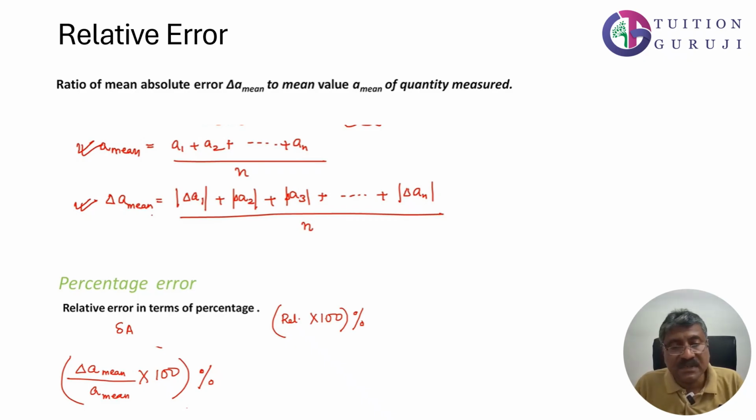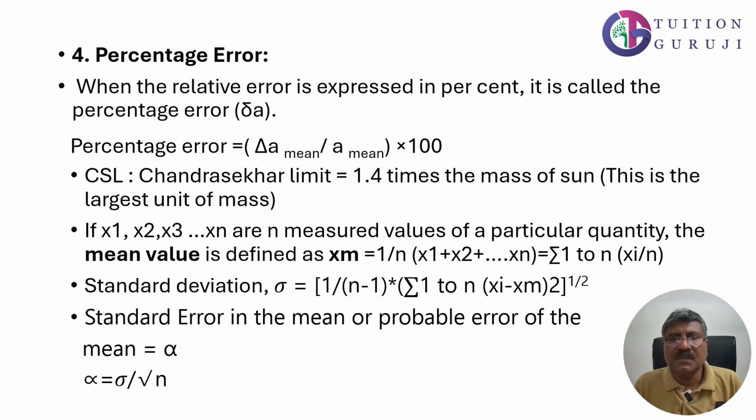Then there is percentage error. Percentage error is the relative error in terms of percentage. So relative error into 100 will give the percentage. Percentage error is equal to delta A mean by A mean into 100 percent. So when the relative error is expressed in percentage, it is called the percentage error. As I told you, it is delta A mean by A mean into 100.